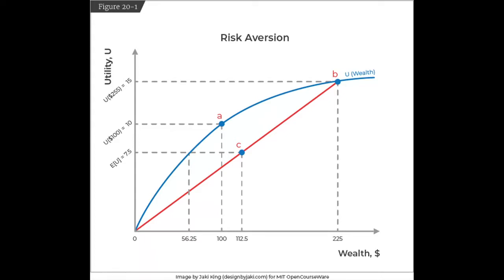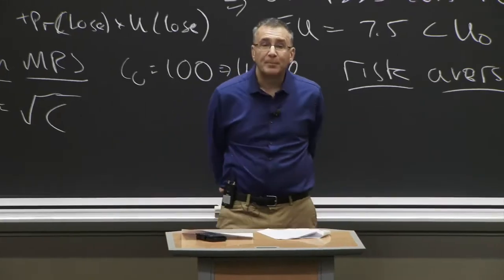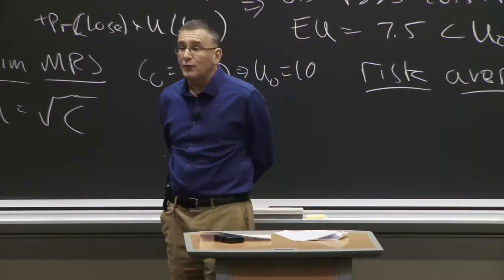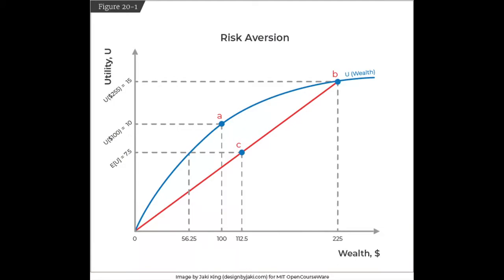Now, think about what the gamble does. What the gamble does is say, look, there's two possible outcomes with 50% chance each. One is wealth of 225. That is the point all the way to the right. That leaves utility of 15. The other is wealth of 0. That's the point all the way to the left. That leaves utility of 0.